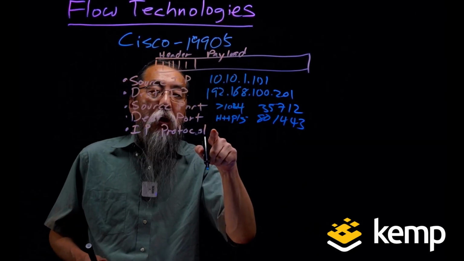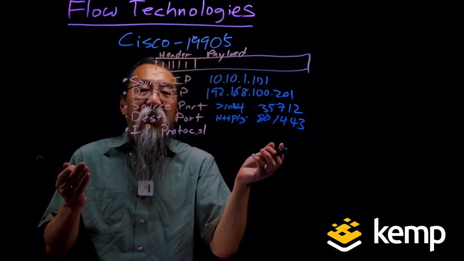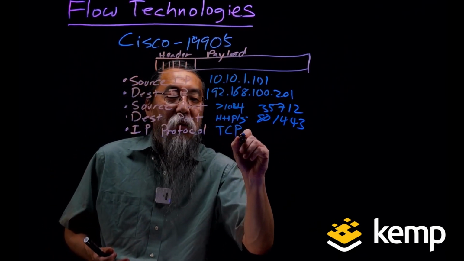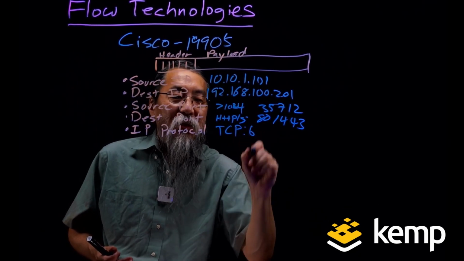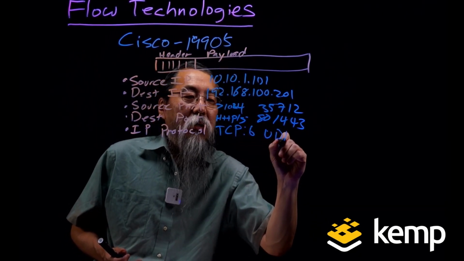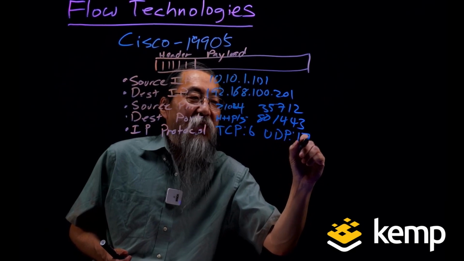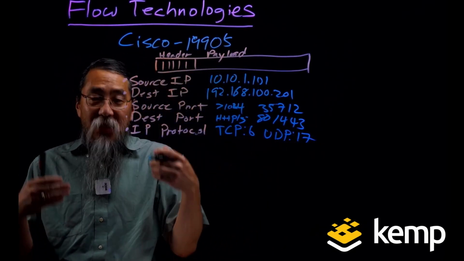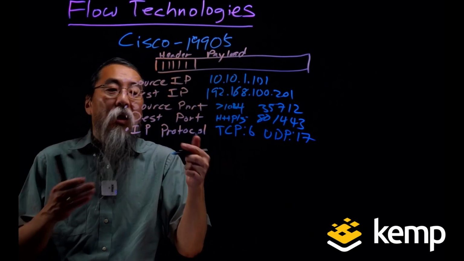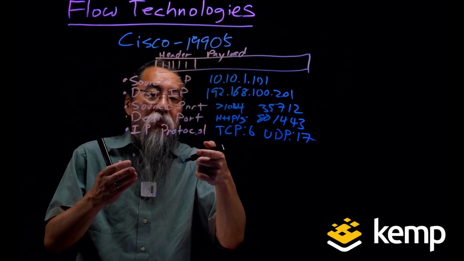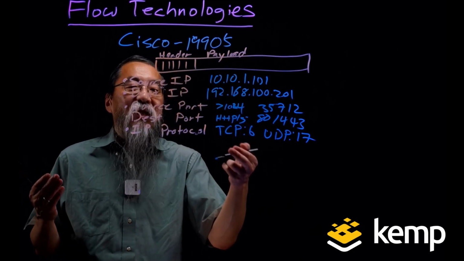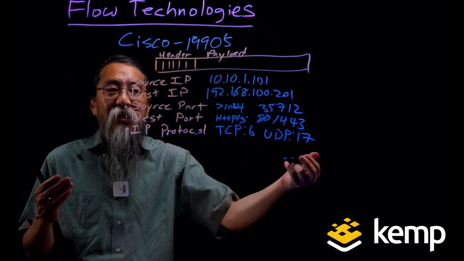IP protocol is the type of IP traffic that it is. For TCP, this is going to be 6. For UDP, this is going to be 17. There are other protocols to use. ICMP has its own number. Actually, OSPF protocol has its own number. So certain protocols that we use on the internet have different numbers. But the most common ones that we talk about are TCP and UDP, 6 and 17.